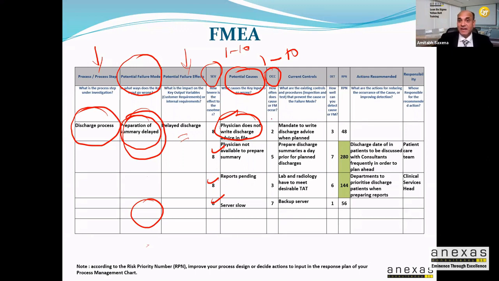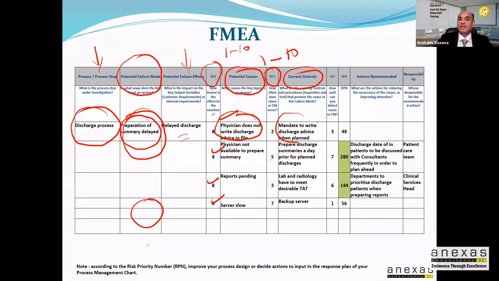Then once I have identified how many times it occurs, for example, physician does not write discharge advice in file, it doesn't happen often. Physician not available to prepare, oh, that happens more often. How am I controlling today? What are my controls today?